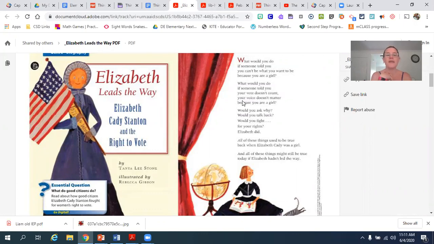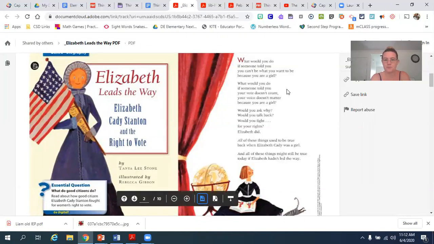Okay, so as we read Elizabeth Leads the Way, it's by Elizabeth Cady Stanton and the Right to Vote, written by Tanya Lee Stone and illustrated by Rebecca Gibbon. So think about what good citizens do. We're going to read about how a good citizen, Elizabeth Cady Stanton, fought for women's rights to vote. All right? So think about that as we read.